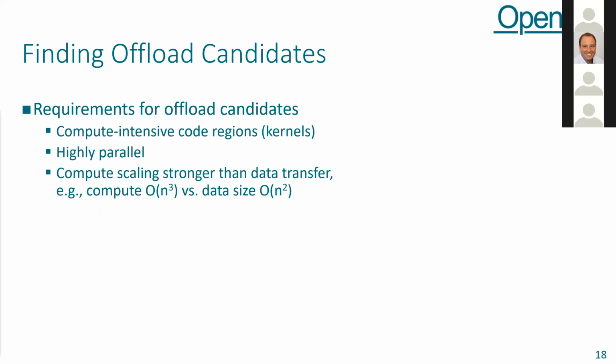All right, so offload candidates. We talked about this. Pretty much what you need to make sure is that you have something that is compute intensive, highly parallel, and where ideally the compute is scaling stronger than the data transfer. So you want compute to be in a higher complexity class than the size of your data transfer. We already mentioned that, I believe, in the last webinar.